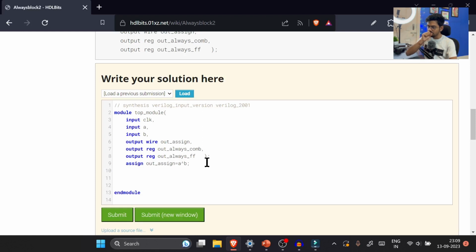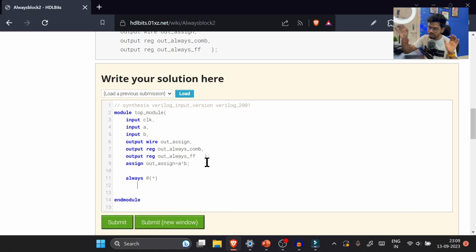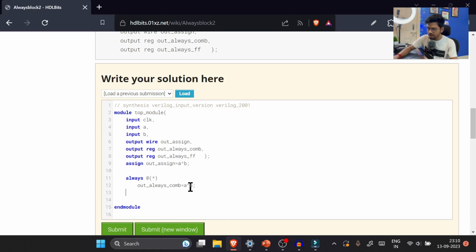Now we need to use a combinational always block, so we'll write always @ star, because for combinational logic the rule of thumb is to use a star. Go inside and directly use the blocking statement here. Inside a combinational always block, rule of thumb, use a blocking statement. For the blocking statement, we can use this or this, both are okay, but for now let us see. And don't forget the semicolon.